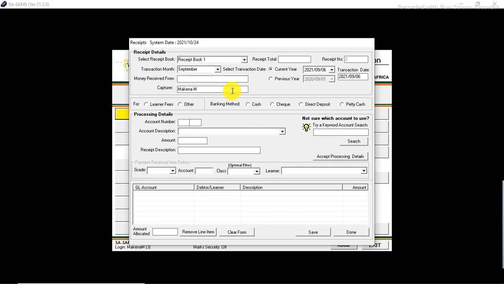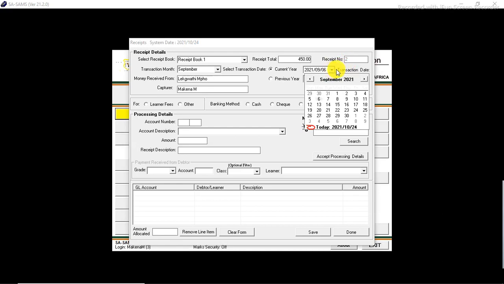You remove Kekana Rejoice, and then you say, you know what? I received another money from another learner. What do I write? What was this for? It was other. Yes, the amount of money. This book now is 450. Receipt book number 2. You see, it started with 1, now it moved to 2. If you rewind the video, you will see it was the first receipt, now it's the second receipt.